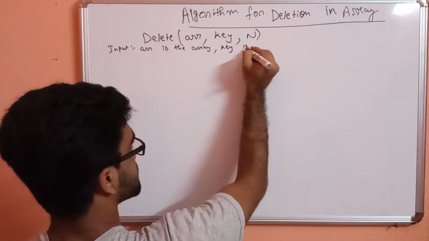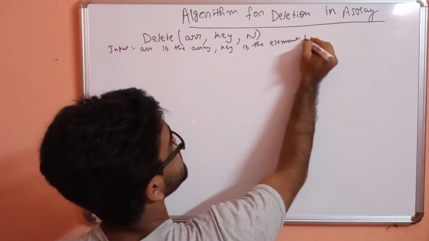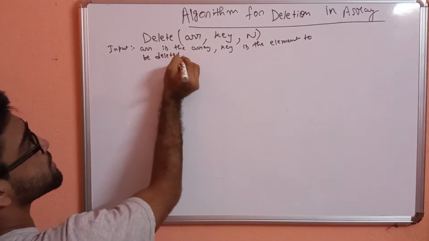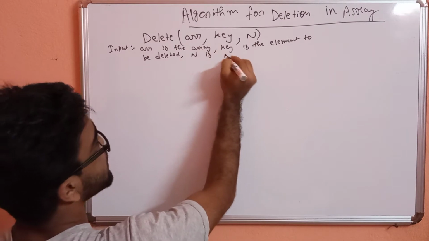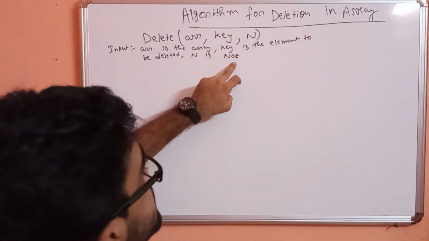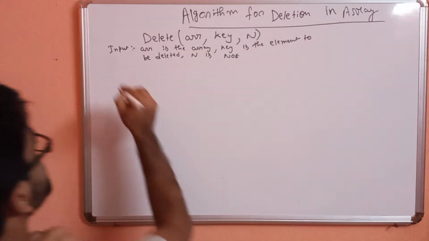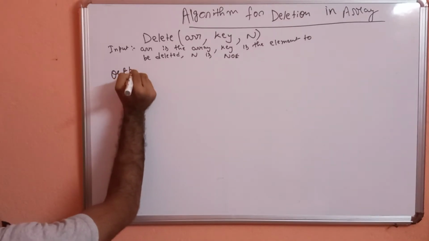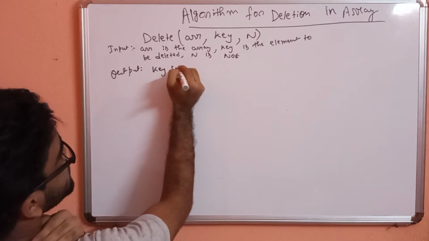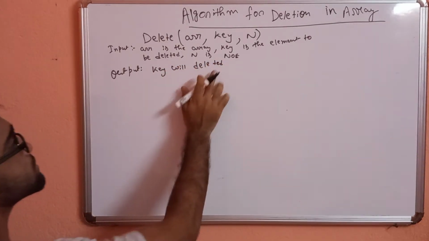Key is the element to be deleted, right? And n is the number of elements. I have written it in short as NOE. n is the number of elements in the array. And what will be the output of this algorithm? Output will be: key will be deleted.